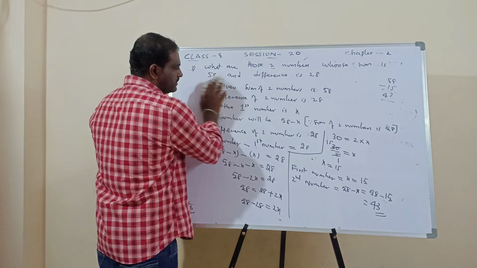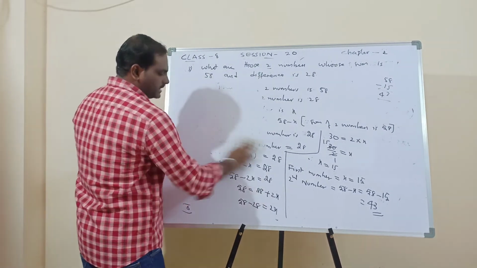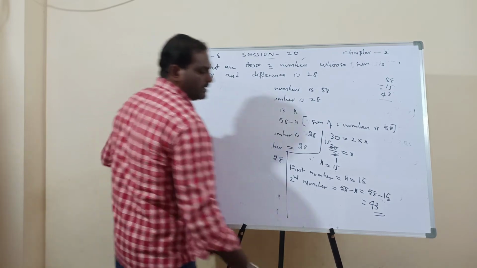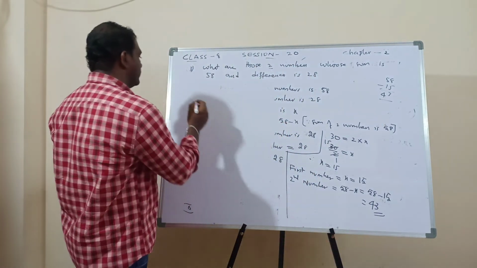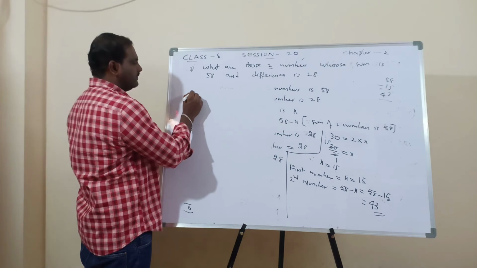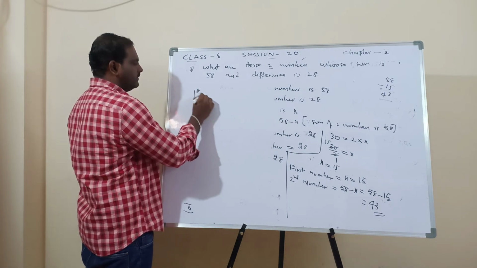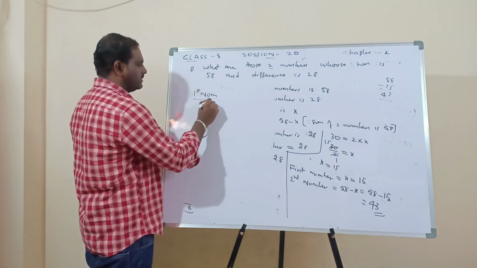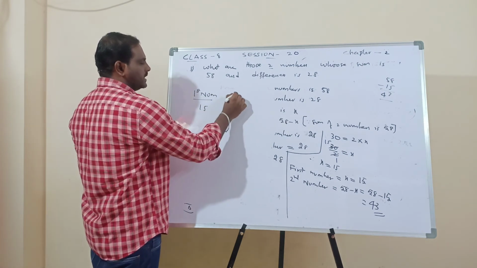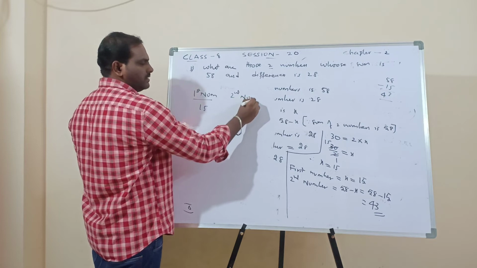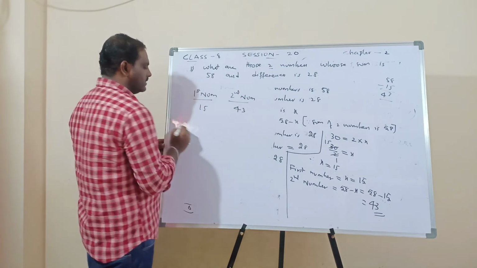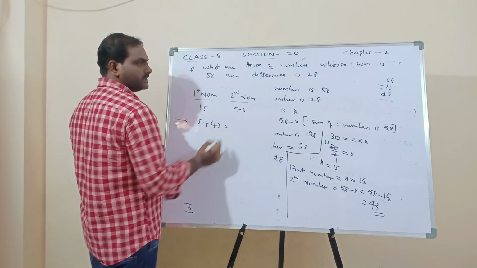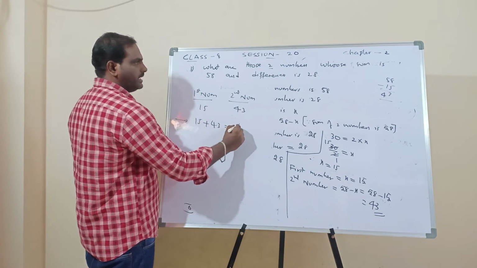Now what we have to do? Checking. So the checking, what is the checking? Sum means addition. So first number 15. Second number 43. So first I am checking addition. 15 plus 43. How much is it? 58.